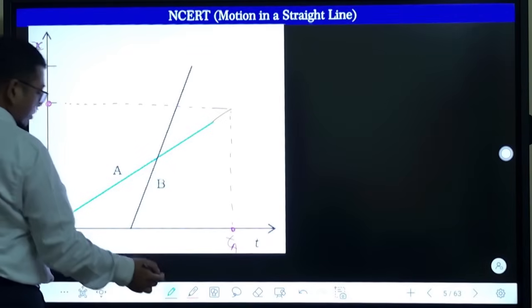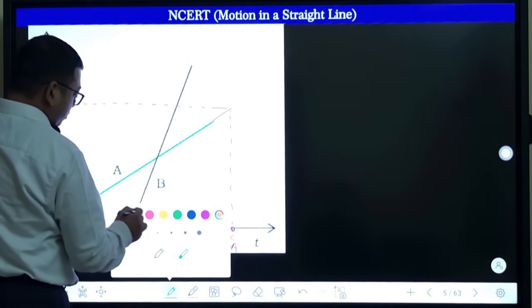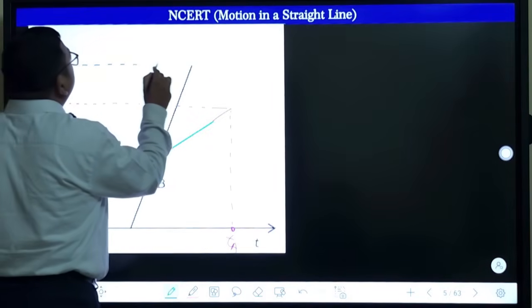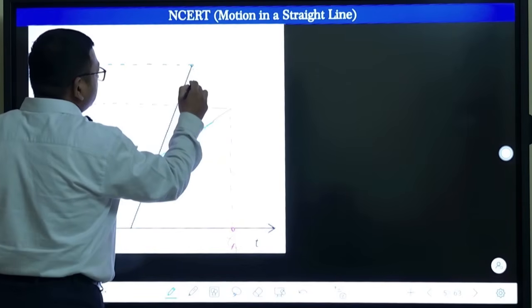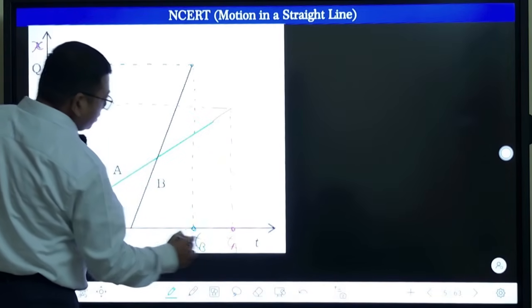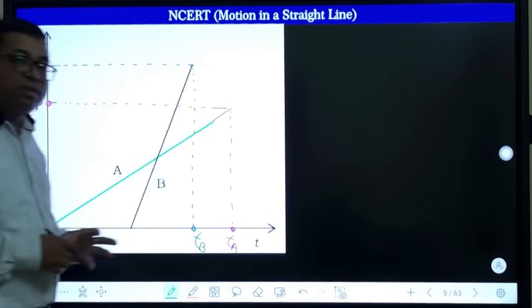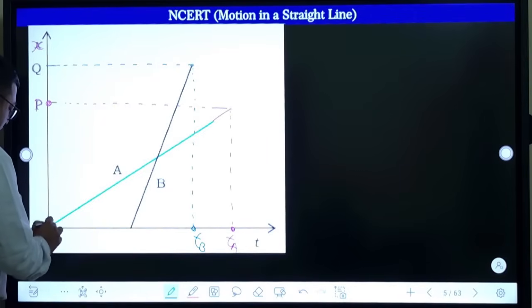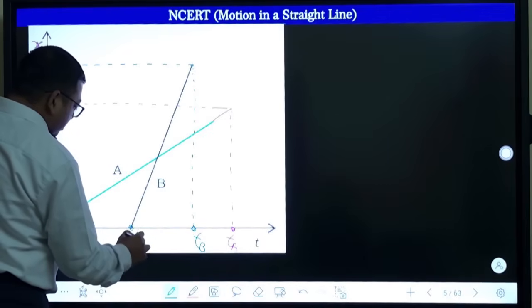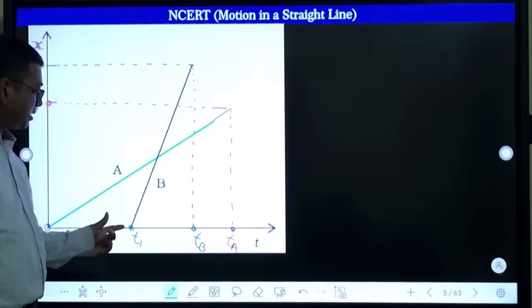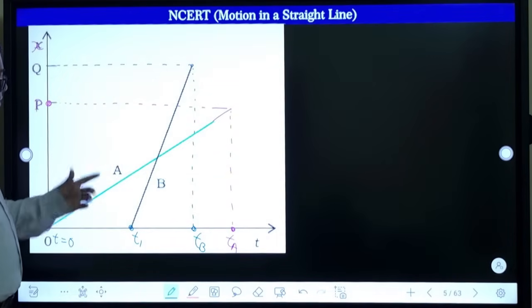Similarly, think of this also. This is the home of the second boy, the second child. He will be reaching here. This will be T_B. T_A and T_B are nothing but the time instants when they are reaching. Also note that A has started here at time 0, and B has started here, let us say at time t1. So B has started afterwards, and A has started before.